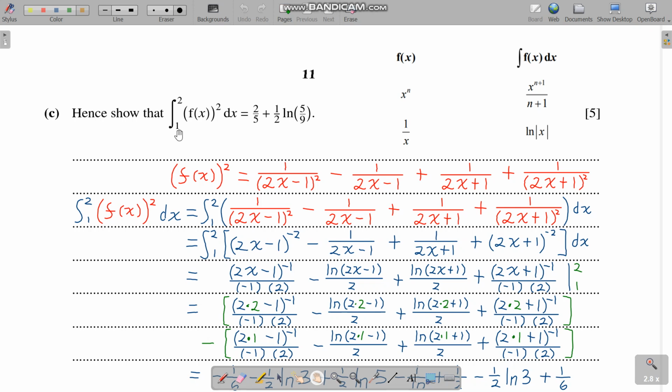Show that the integral from 1 to 2 of f of x squared dx is an exact value. From the previous part, we know f of x squared is this expression here from part B of the question. So this is what we are integrating.